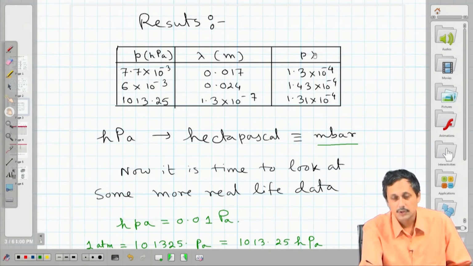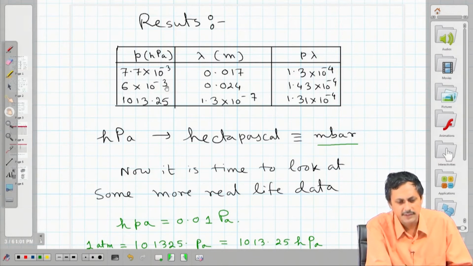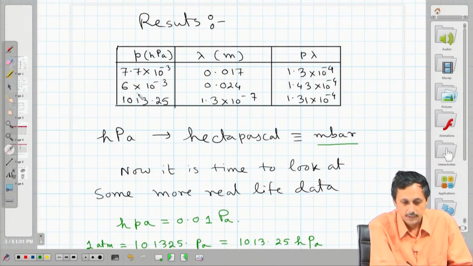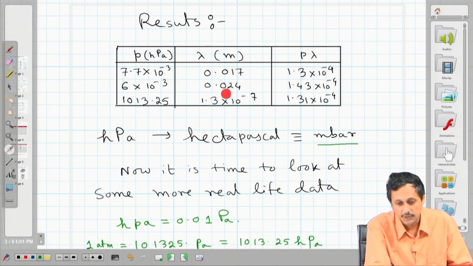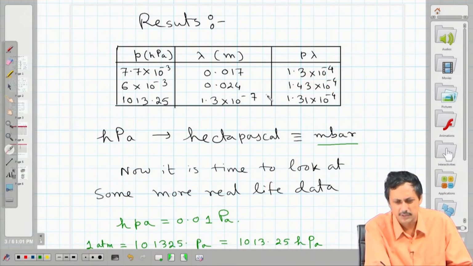And then it is also important to note that the product P into lambda is 1.3 into 10 to the power minus 4, the unit will be HPA meter, right. Similarly, at 6 into 10 to the power minus 3 hectopascal pressure, the value of lambda is 0.024 when the product is 1.43 into 10 to the power minus 4, which is kind of similar to the previous number. And at atmospheric pressure, which is 1013.25 hectopascal, the mean free path reduces to 1.3 into 10 to the power minus 7 meters, but the product still remains almost constant as 1.3 into 10 to the power minus 4.